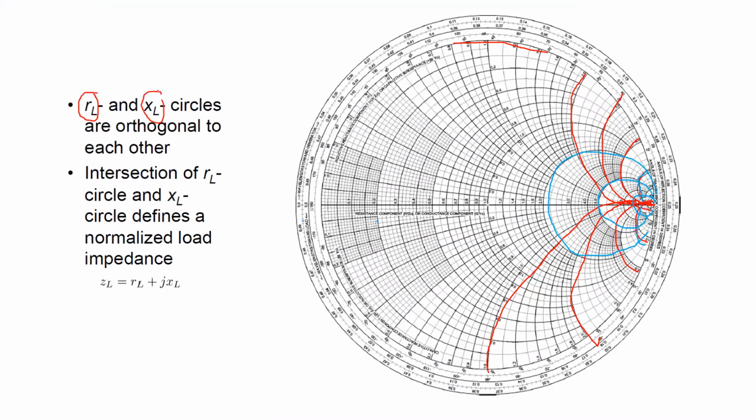We call it as RL and XL. RL is the resistive circles, the constant resistive circles which I have shown in blue over here, and XL is the constant reactance circles which we have plotted in red over here. So now intersection of these gives you the normalized parameter.